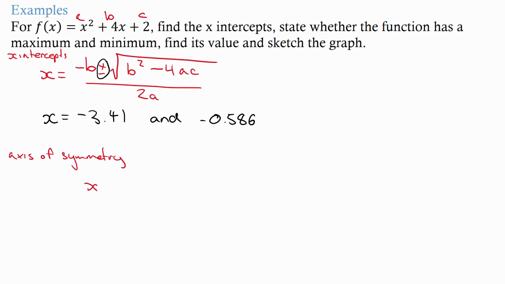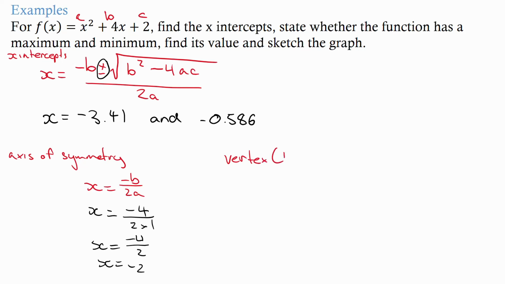We're going to be using x equals negative b over 2a. So here, x is going to equal negative 4 over 2 times 1, negative 4 over 2. So x is going to equal negative 2. We're then going to use that to find our vertex, or the turning point.